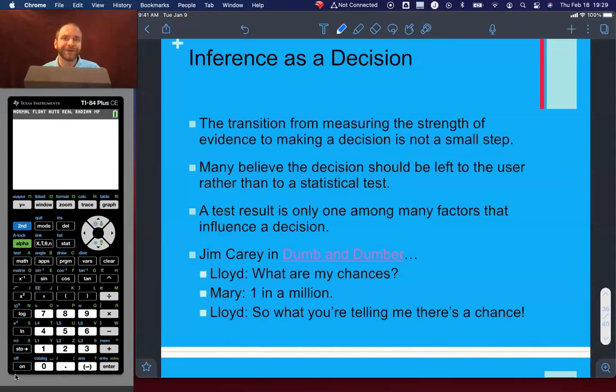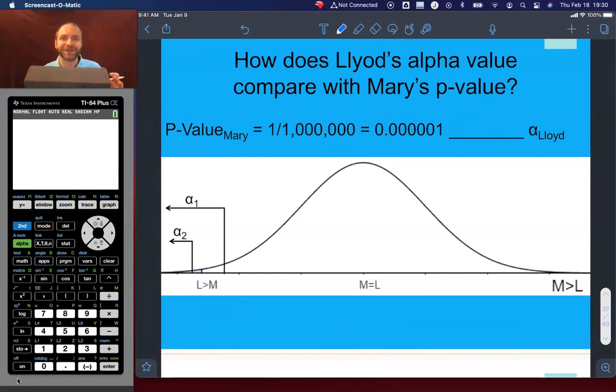Before I keep going with the video clip, think about this. He says, what are my chances? And she says 1 in 1,000,000. And so here's the distribution of how Lloyd's alpha value compares with Mary's p-value. The probability value given by Mary to Lloyd is 1 in 1,000,000, 0.000001. Now, what is Lloyd's alpha level?